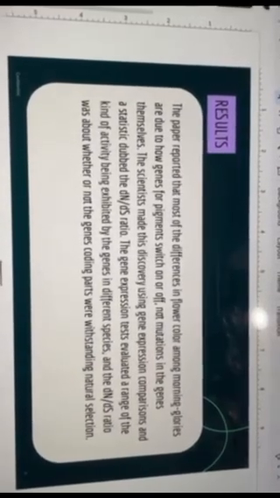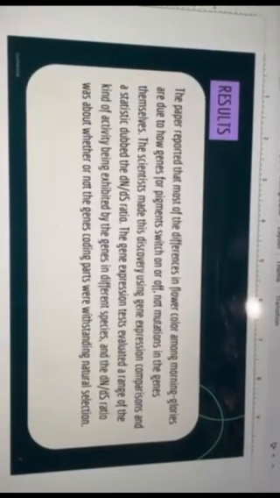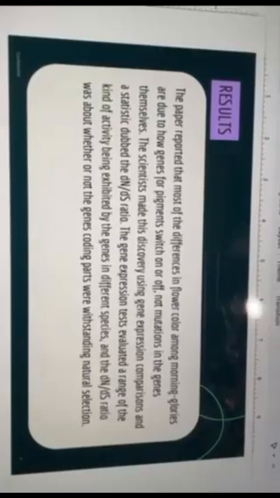The paper reported that most of the difference in flower color among morning glories is due to how genes for pigment switch on or off, not mutations in the genes themselves. The scientists made this discovery using gene expression comparison and a statistic, the dN and dS ratio. The gene expression test evaluated the kind of activity being exhibited by the genes in different species, and the dN and dS ratio was about whether or not the genes' coding parts were withstanding natural selection.